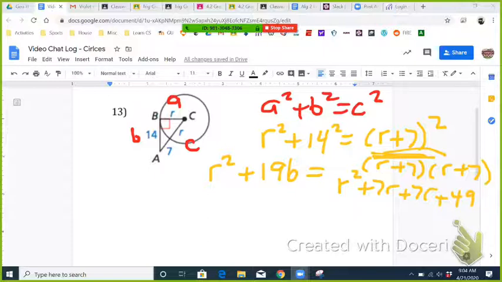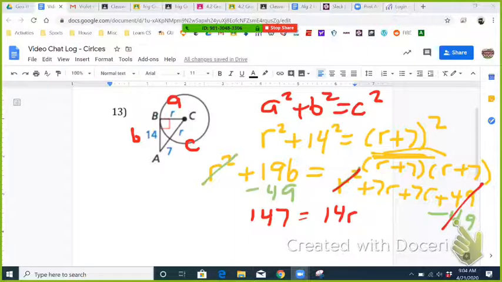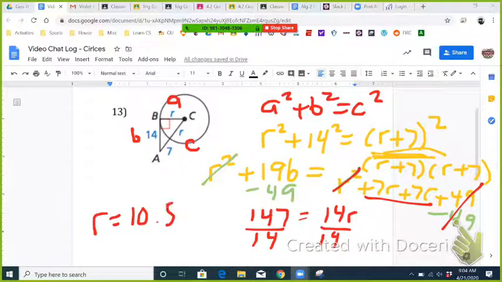And now we have a quadratic, but we could get rid of the r squareds by just subtracting them on both sides, and then bring this 49 over to this side. Alright, so then we do 196 minus 49, which is 150, sorry about that, 147, is equal to 14r. So that disappeared, that got brought over, both these got brought over to the other side. That's your 14r, and then divide by 14, and we get the decimal, 10.5. So we get the radius is 10.5, and that's what we were looking for.